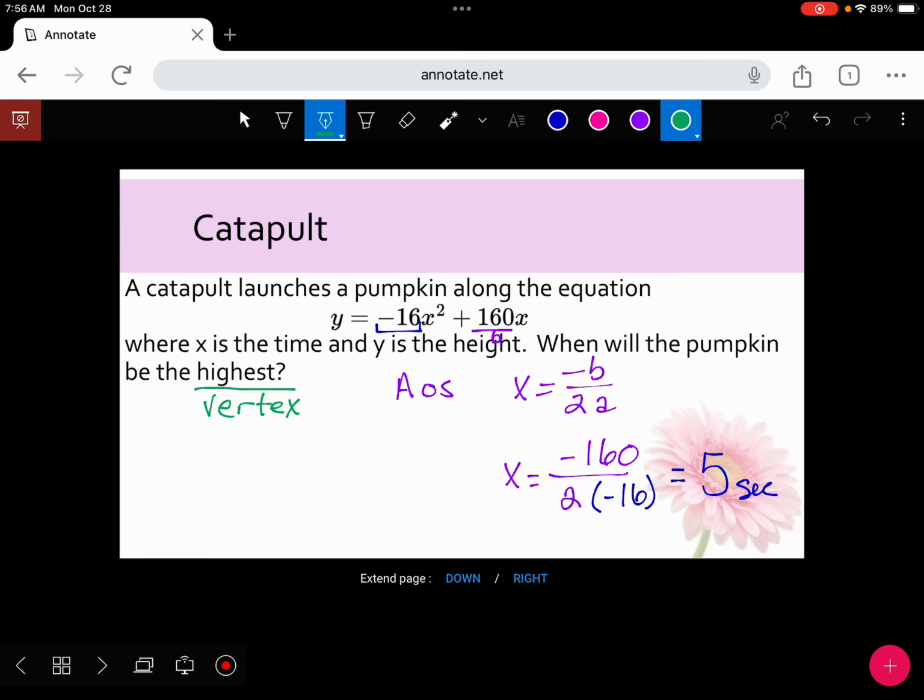What is our y-intercept on this one? We don't have one, so it's 0. Okay. Keep it 0.